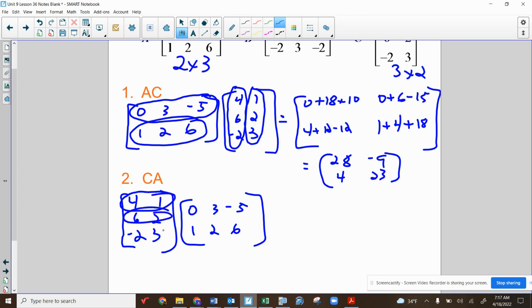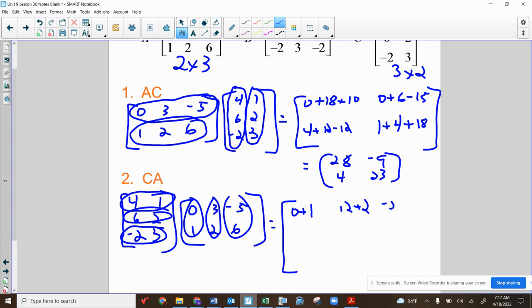Rows of the first one, columns of the second. Okay, so first I'm going to multiply 4 and 1 times those two numbers, times those two numbers, times those two numbers, put them here, here, and here. So 4 times 0 plus 1 times 1, 4 times 3 plus 1 times 2, 4 times negative 5 plus 1 times 6. Okay, done with 4 and 1.